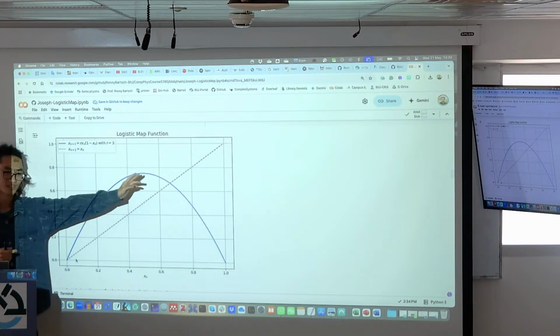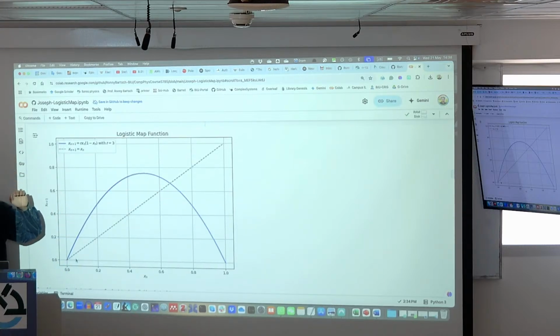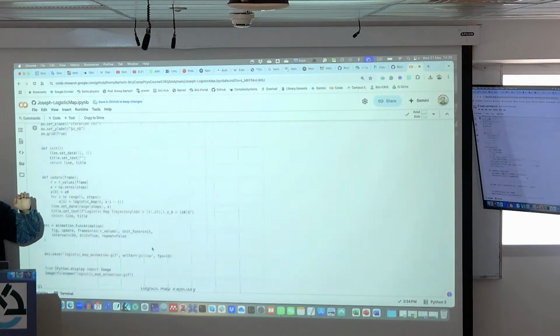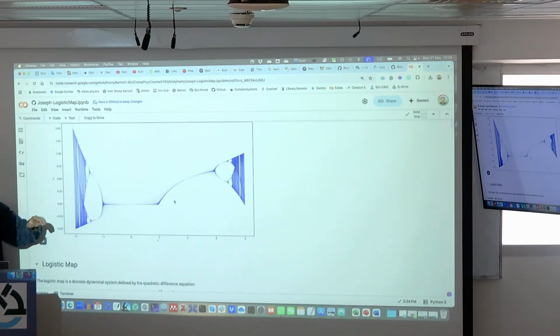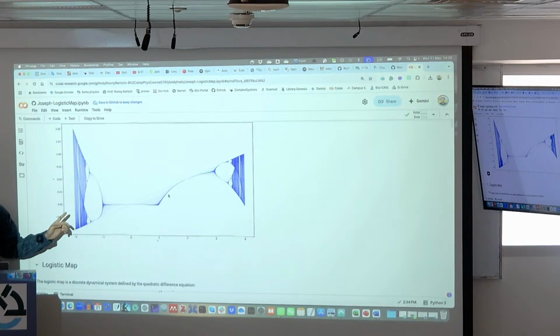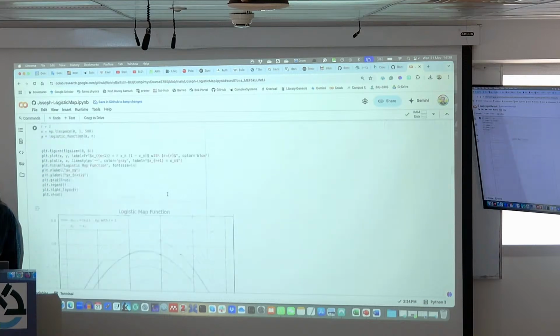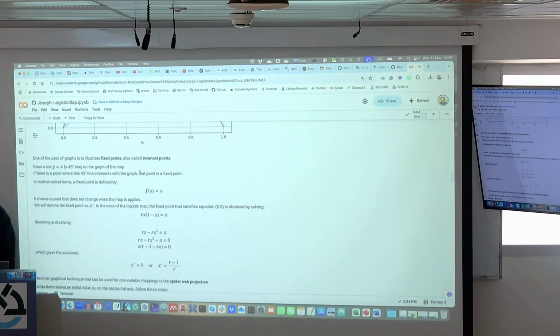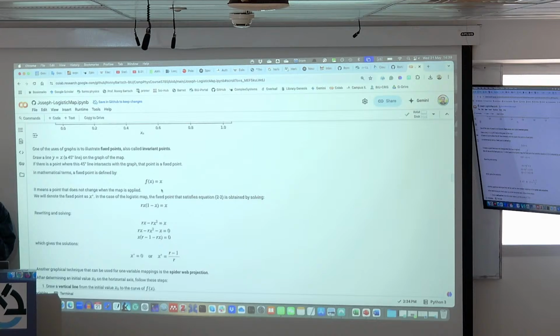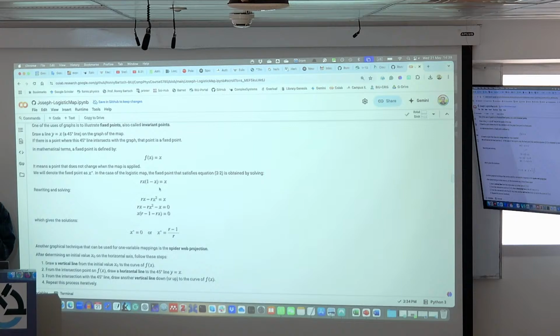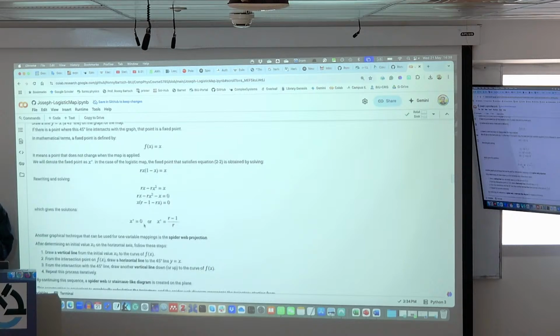All these points together make up the graph we see here. These fixed points are also called the invariant points. Here we set f(x) equals x to find the stable points, and so we can solve for them. There are two solutions. First is x equals 0, or x equals (r minus 1) over r.